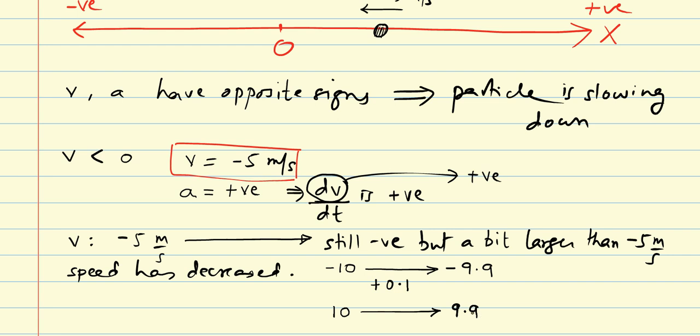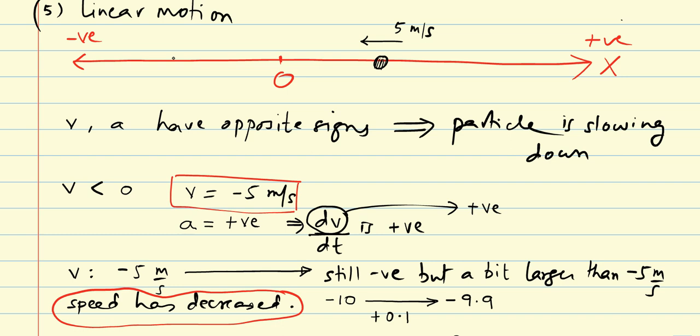You can easily see that the magnitude has actually decreased by 0.1, and that is the basis of the statement made previously that the speed has actually decreased. It's easy to show that this particular result is true irrespective of the position of the particle on the x-axis.